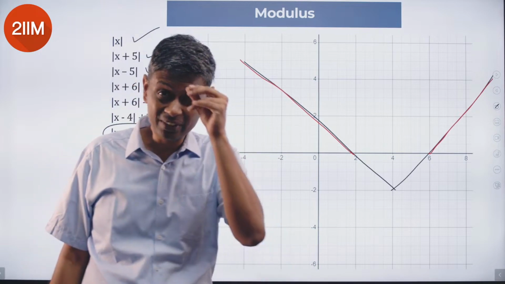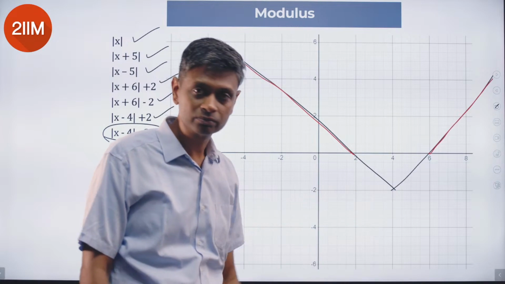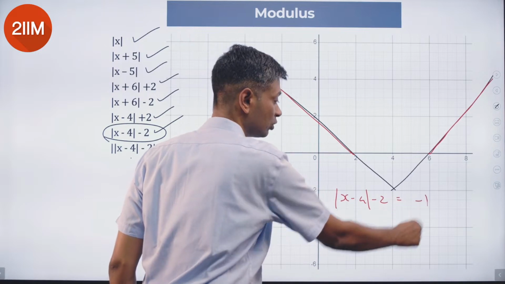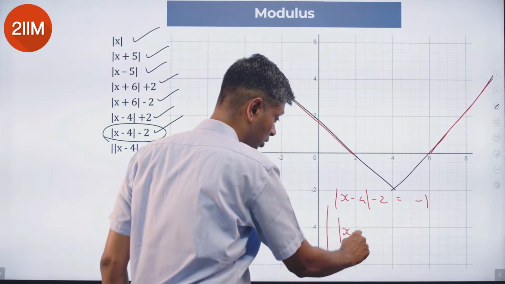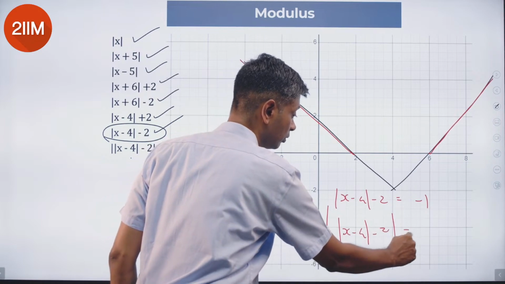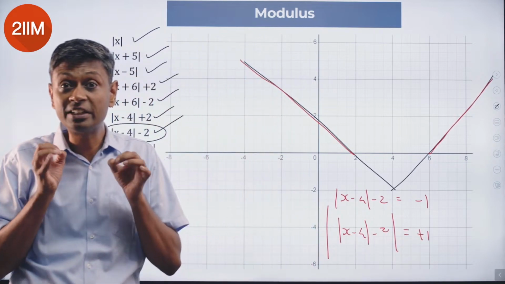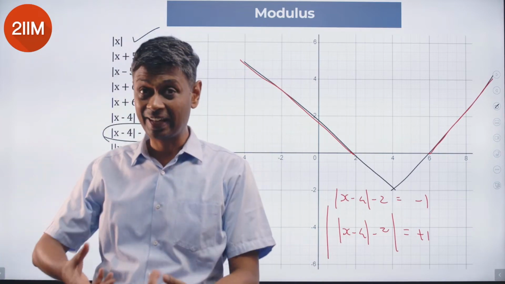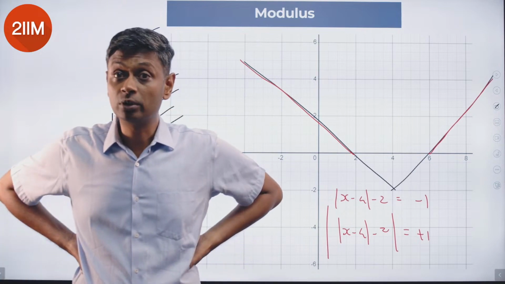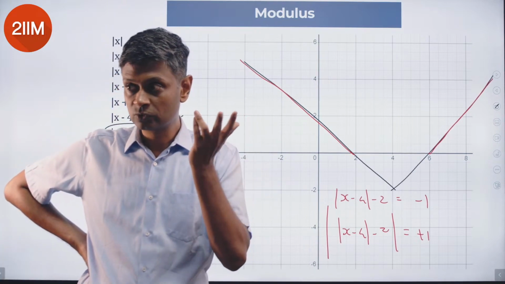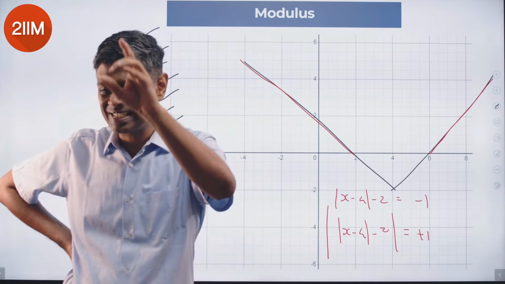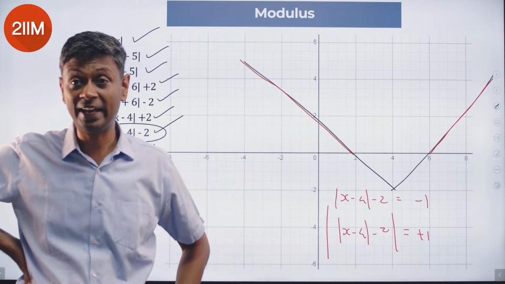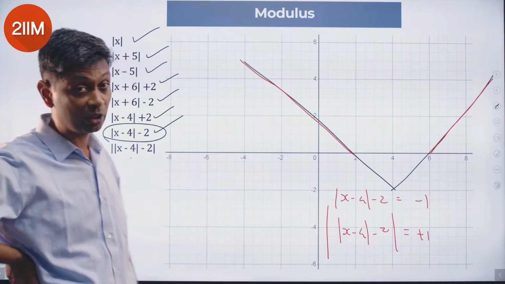This part won't change. Where will the funny thing happen? Here. When my modulus of x minus 4 minus 2 is minus 1, the modulus will become plus 1. Here is where the funny thing will happen. That part where the original graph is in negative territory, there I'll have to worry about it. Wherever it is positive, I won't have to worry about it. And so I want some of you to crack it. What am I trying to say here? I want you to figure it out and then give me the diagram. Give me the shape of the diagram of modulus of x minus 4 minus 2.